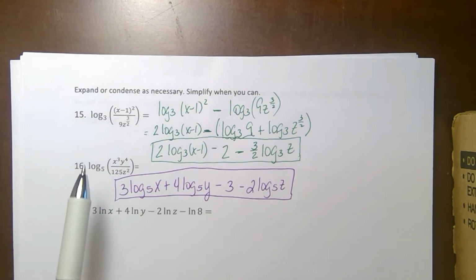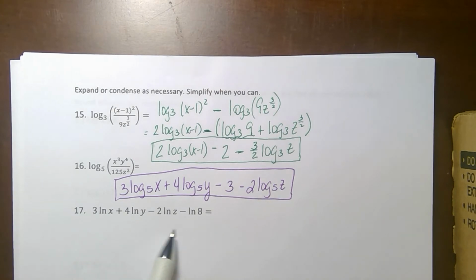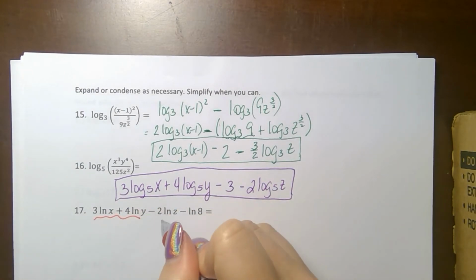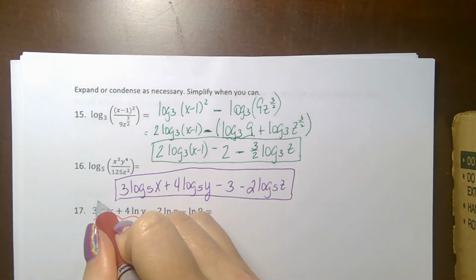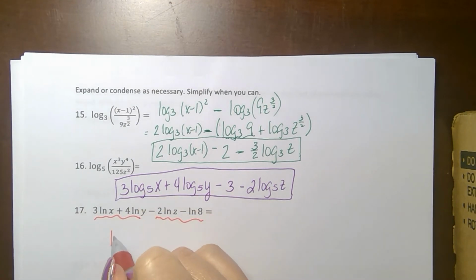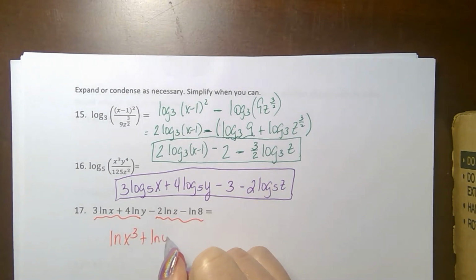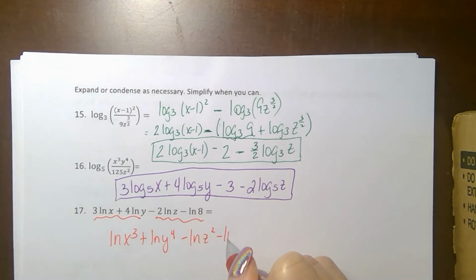Those two, we started with a single log statement and we expanded and simplified. This one, we are starting with a list of log statements. We are going to condense and simplify if we can. I'm adding here, that's going to be a numerator. I'm subtracting there, that's going to be a denominator. First step though, I'm going to apply the power rule wherever I need to. So that's going to be natural log of x cubed plus natural log of y fourth minus natural log of z squared minus natural log 8.